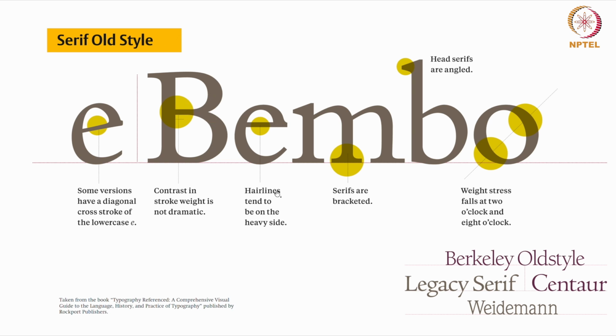You will also find hairlines, which tend to be on a heavier side, meaning you have thicker hairline strokes, and serifs are bracketed. If you look at the head serif, they are angled. And in some versions you will find, in the letter E, a diagonal cross stroke. So these are a few characteristic features.